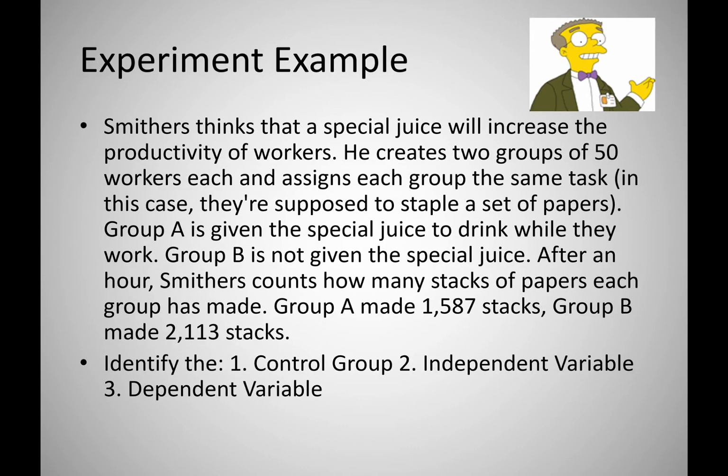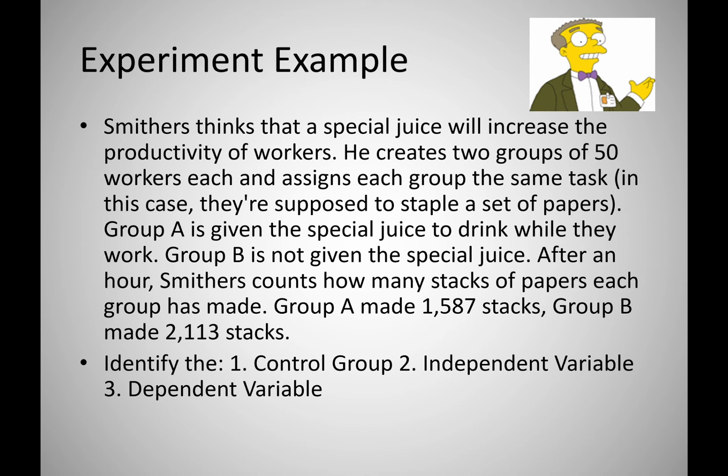Here's an experiment example. Smithers thinks that a special juice will increase the productivity of workers. He creates 2 groups of 50 workers each and assigns each group the same task. In this case, they were supposed to staple a set of papers. Group A is given the special juice to drink while they work. Group B is not given the special juice. After an hour, Smithers counts how many stacks of papers each group had made. Group A made 1,587 stacks. Group B made 2,113 stacks.